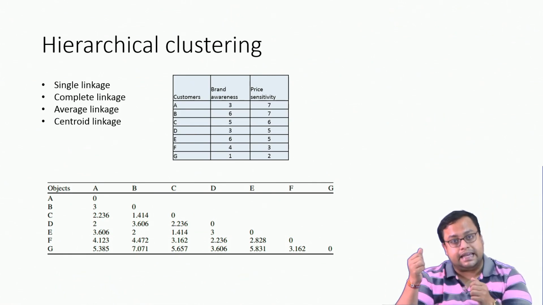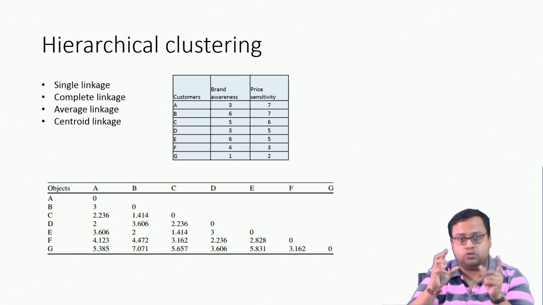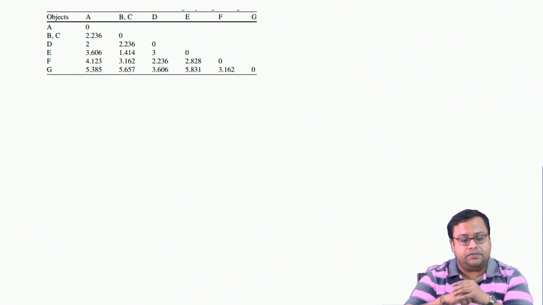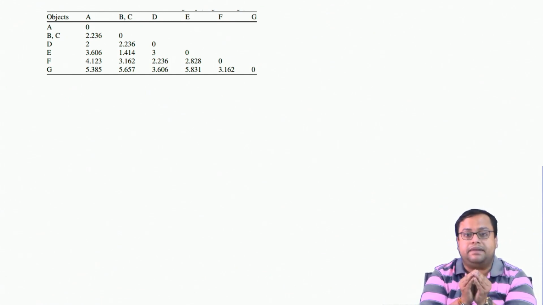So, if that is the case, then what will you do? You can either join B and C or join C and E. Any two you can join. I randomly started with joining B and C. Now, BC becomes one single segment.